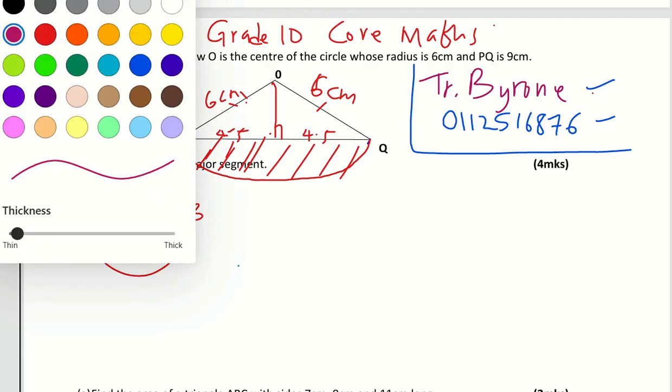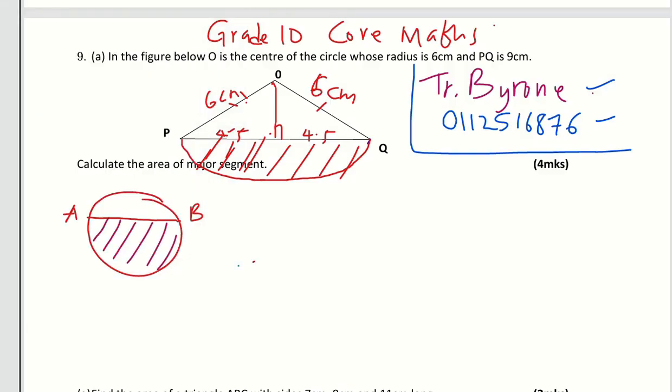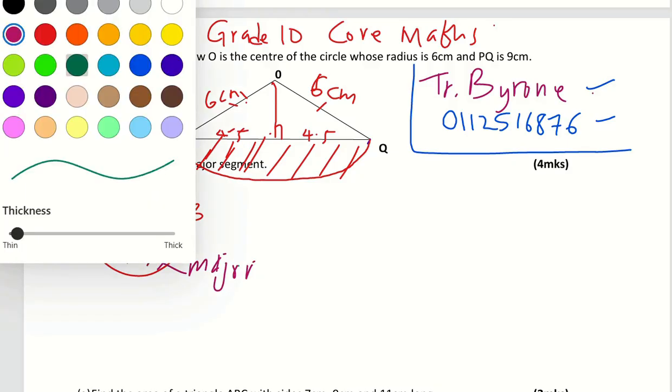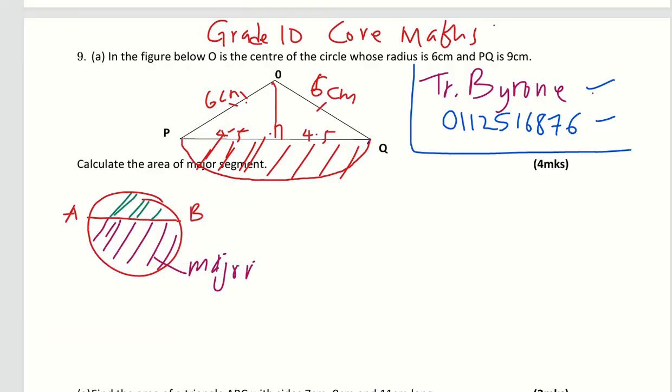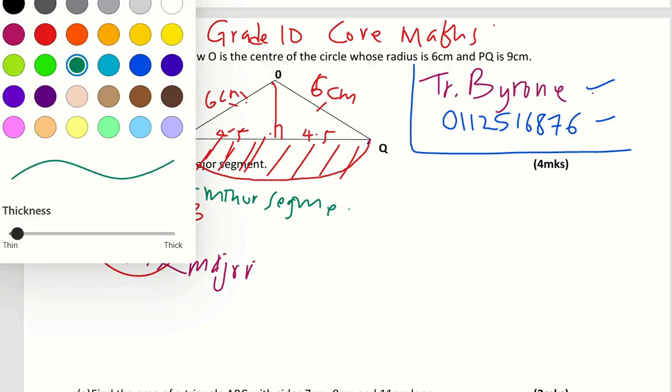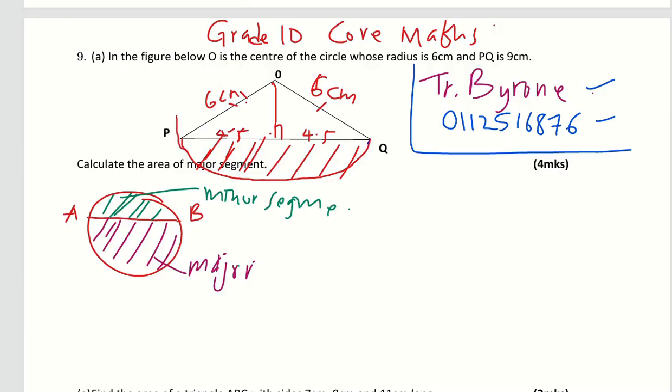The part we call the major segment is the bigger part here. The bigger portion of the circle is the major segment, and the smaller portion of the circle is called the minor segment. So in our question here, the first thing we need to do is assume that we had a full circle. Then, in order to get the area of the remaining segment, which is the major segment, we need to get the area of the smaller segment and subtract it from the area of the circle. So let's get to it.